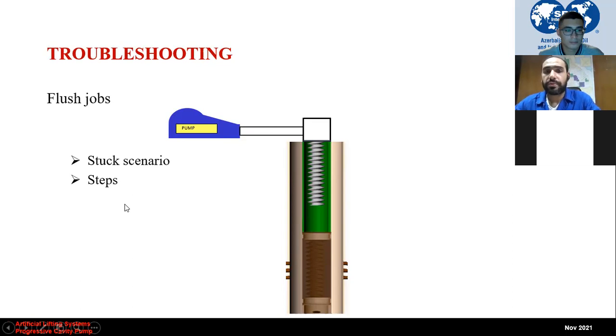In this case, we will have to pull the rotor above the stator, pull the rotor out of the stator using a crane or workover rig, and then flush the tubing string and the stator with flush fluid, and push all the rubbish, all the sand outside the stator, run the rotor back inside the stator, and then start the well.